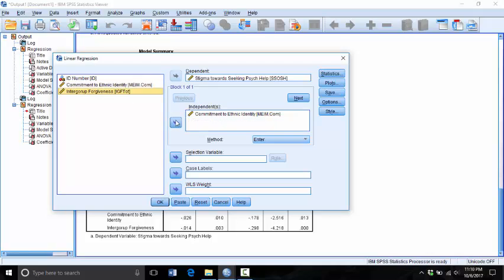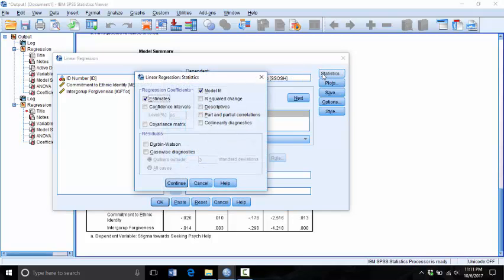Let's take intergroup forgiveness out and leave commitment to ethnic identity just in our block 1, in what we call our first step. And then click the next button. Now we have block 2 of 2, and this is empty. Let's pull intergroup forgiveness back over by itself. So again, it's splitting these two up. Okay, we will leave method as enter.